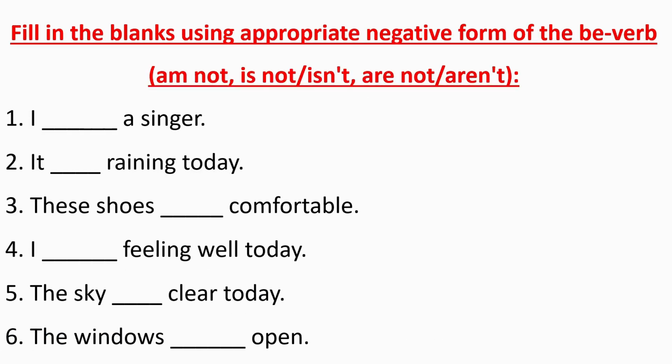Now let's fill in the blanks using the appropriate negative form of the be-verb, like am not, is not or isn't, are not or aren't. I dash a singer. I am not a singer. It dash raining today. It isn't raining today. These shoes dash comfortable. These shoes aren't comfortable.